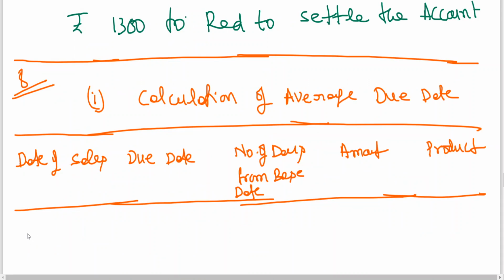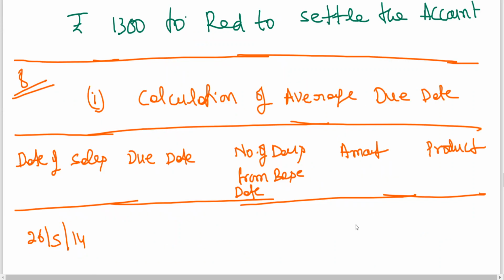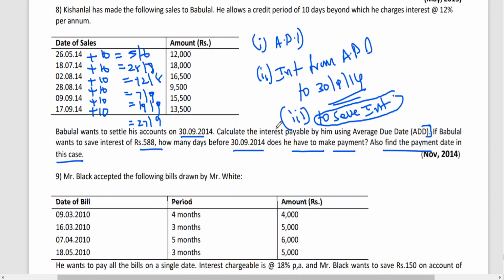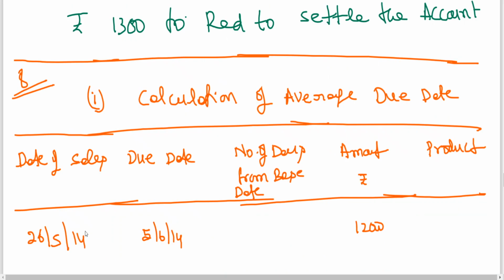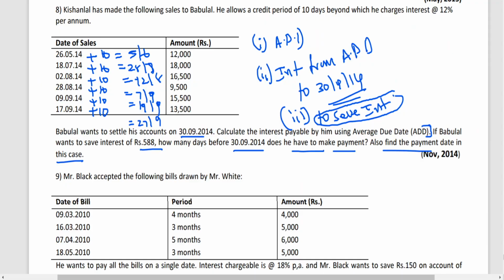26th May, 14, on 12,000 rupees, and I've already added 10 grace days. It's coming 5th June 14. Next one, 18th July 14.